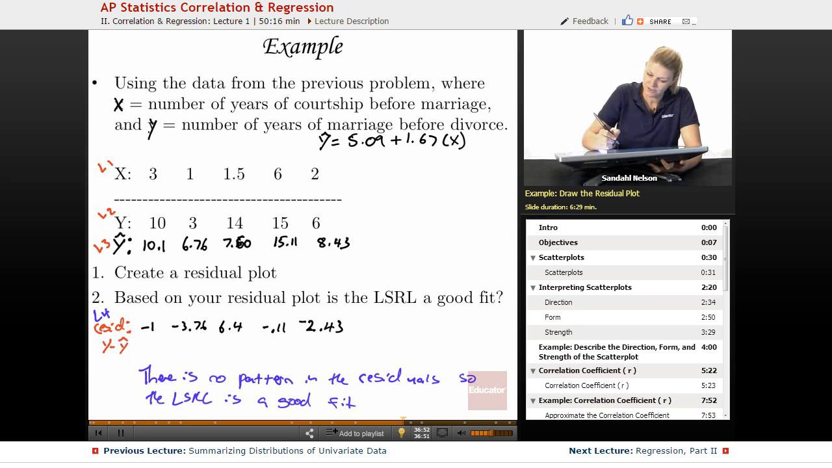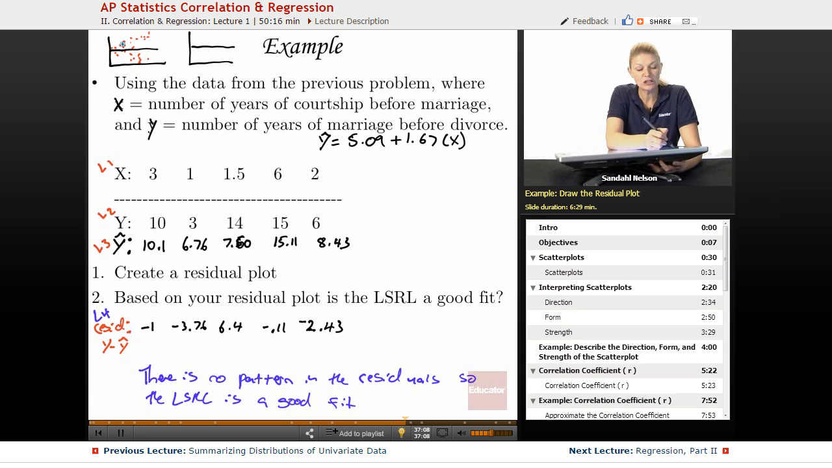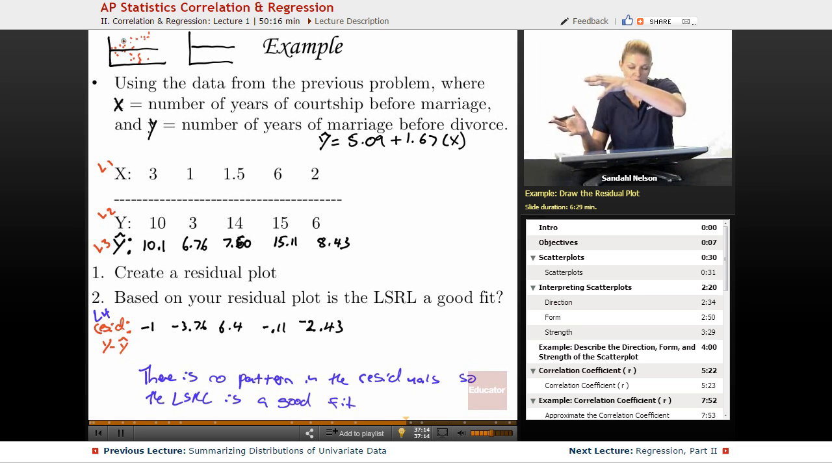And then, just so you know, what would a pattern in a residual plot look like? It's going to usually look something like this. Either they'll fan out, which means that we used to have really good prediction when things are low, and then it starts to fan out. So our prediction gets a little bit worse as we go along.